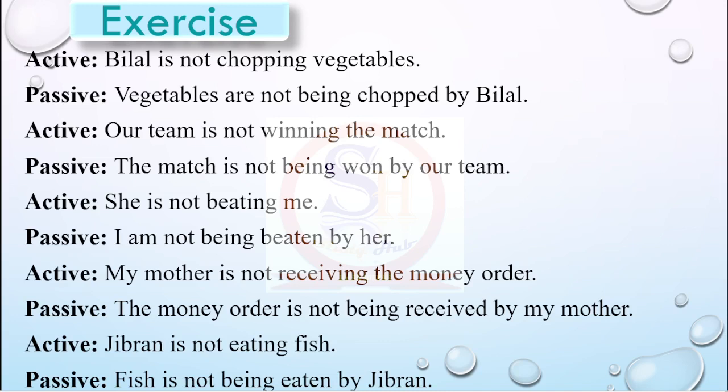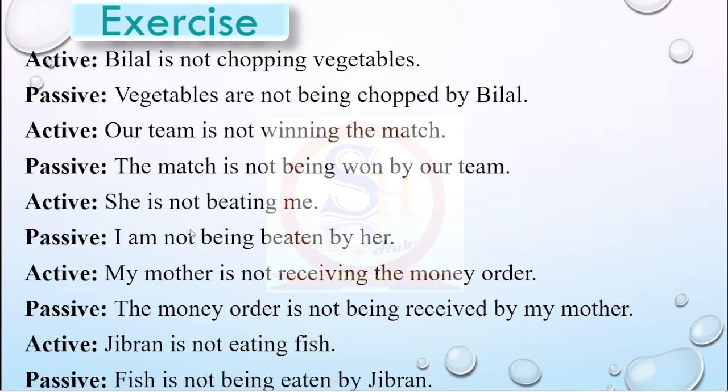This is the exercise you are to write in your notebooks and practice as well. Let me read these for you. The active voice of the first sentence is, Bilal is not chopping vegetables. Passive is, vegetables are not being chopped by Bilal. Active is, our team is not winning the match. Passive is, the match is not being won by our team. Active is, she is not beating me. Passive is, I am not being beaten by her.